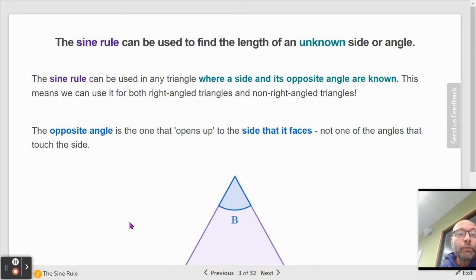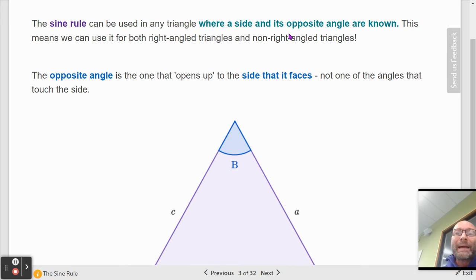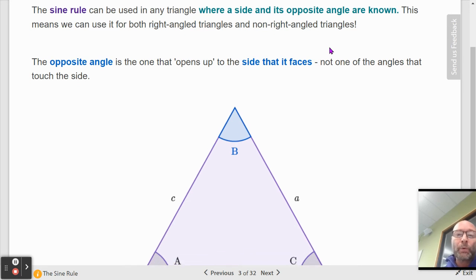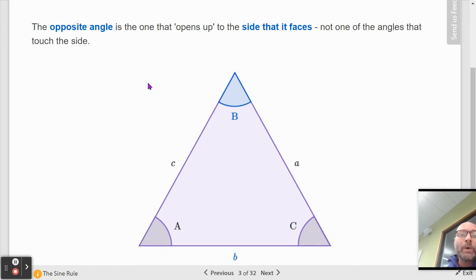Now, the sine rule is used to find the length of an unknown side or angle. And here's the important part. The sine rule can be used in any triangle where a side length and its opposite angle are known. So in order for the sine rule to work, you must know a side length and the angle opposite from it. When we say the opposite angle, it's the one that opens up to the side that faces it, not one of the angles that touches it. So side B here is opposite angle B. Side A is opposite angle A, etc.